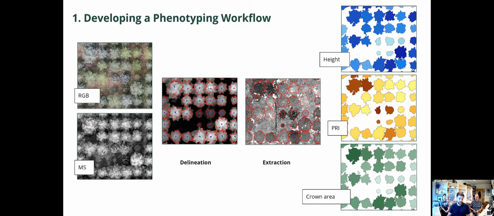So here we can see that we've combined both spectral data sets and structural data sets using a semi-automated tree crown extraction process to produce a variety of metrics from multiple data sets. This is PRI, the photochemical reflectance index, as well as a height and a crown area descriptor. And these metrics together give us a much greater volume of phenotypic information that can be used to analyze differences among families and populations.